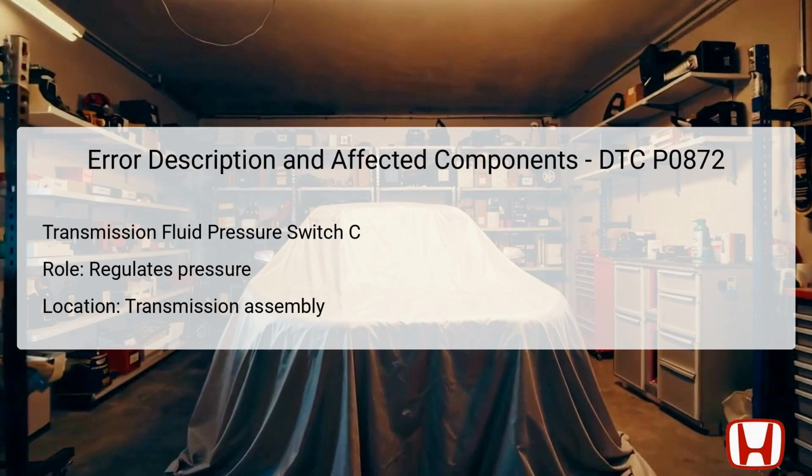The switch communicates critical pressure data back to the powertrain control module, PCM, influencing how the transmission responds under various driving conditions. When the DTC is triggered, it indicates that the signal from the pressure switch is abnormally low, which can lead to operational failure of the vehicle, specifically its inability to shift out of a limited gear range. Understanding the role of the transmission fluid pressure switch is vital for effective troubleshooting and correction of this DTC.